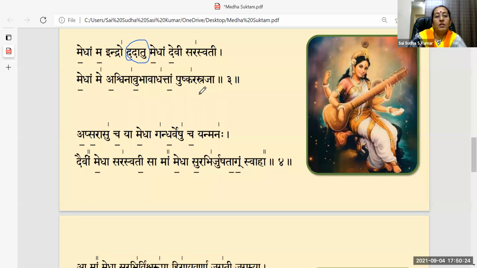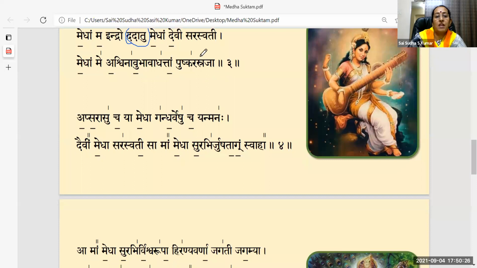Pushkarasraja. Here it is sra, half sa and ra. It is not stra. Please note that this letter is many times mispronounced as stra. It is not stra. It is pushkara sra, S-R-A. Sraja.